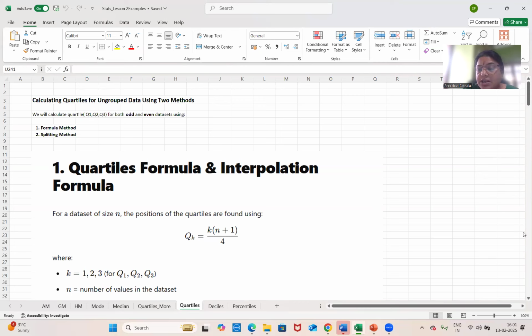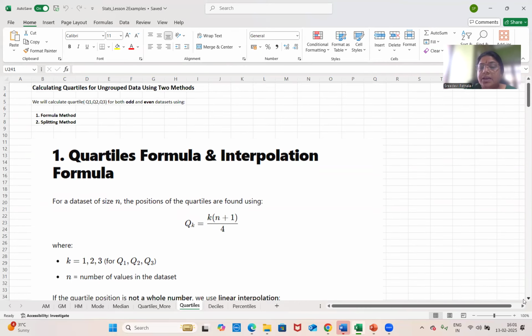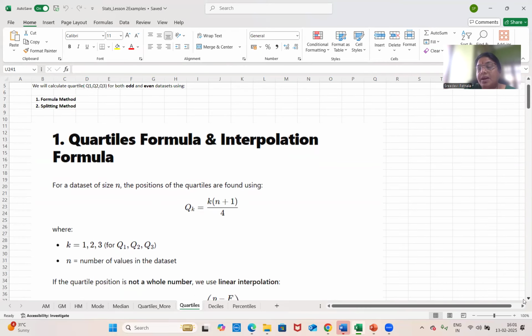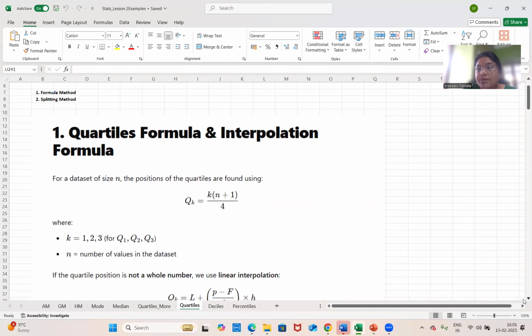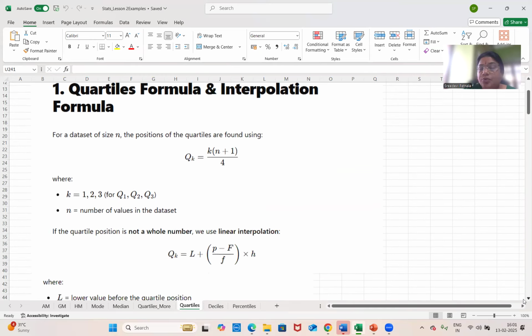Let's go with the quartiles. There is a step in the identification of quartiles called interpolation, which has a formula. In this video, I am covering only ungrouped data, and grouped data will be covered in a later part. So let's take the example.